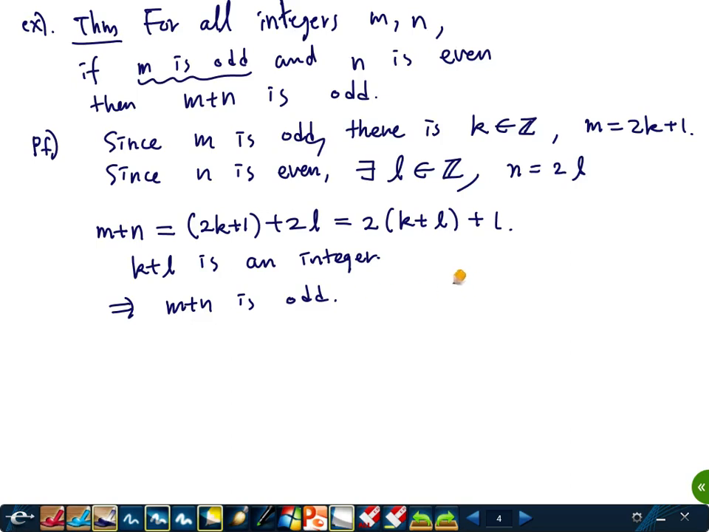Usually in a math textbook, at the end of a proof, it's common to write this box or that box, filled box, or sometimes QED. So yeah, this means the proof is finished, something like that.